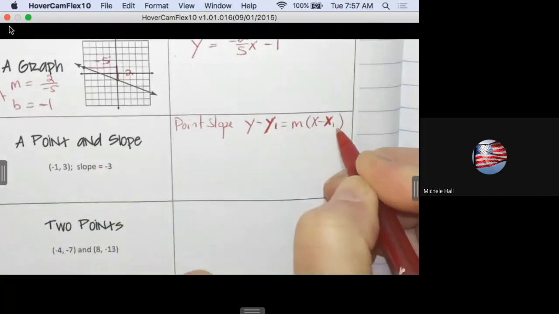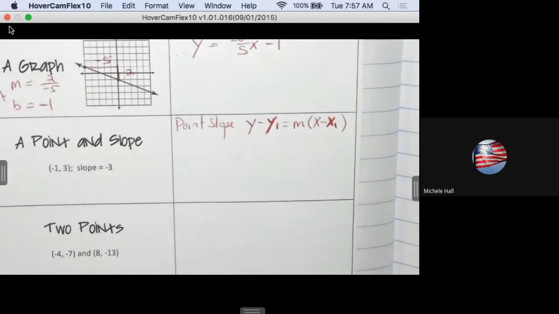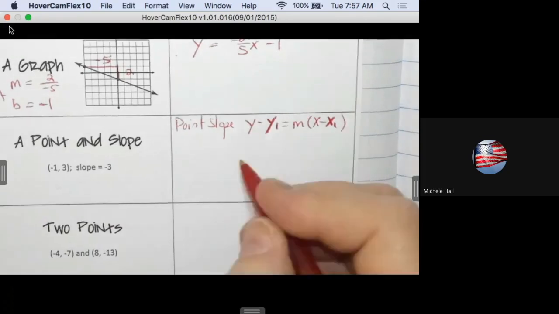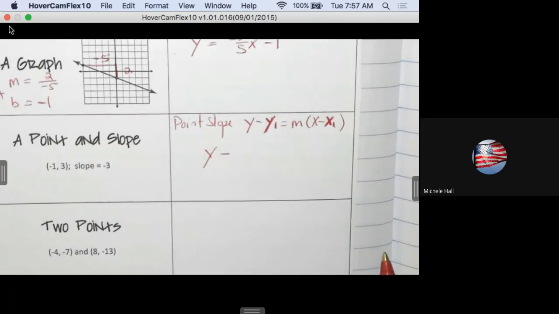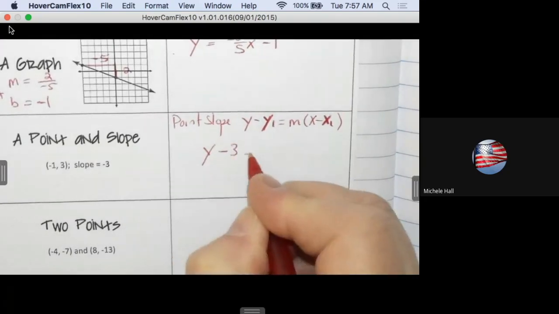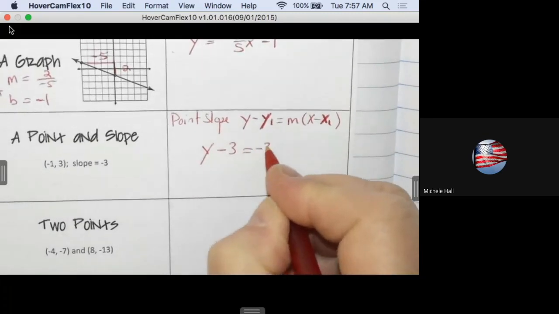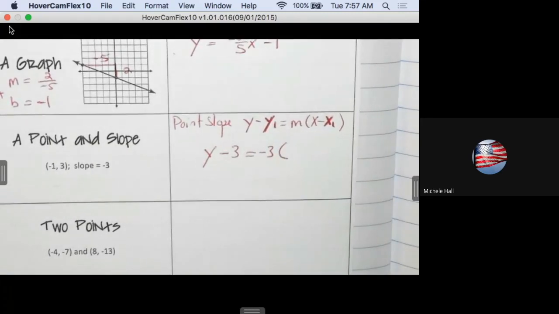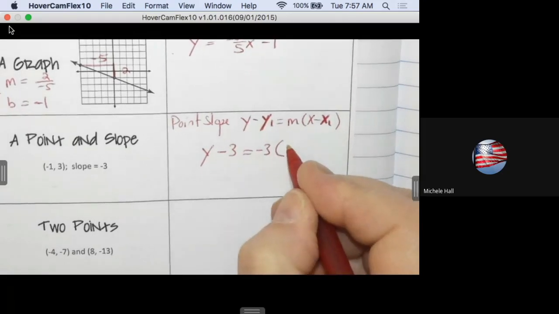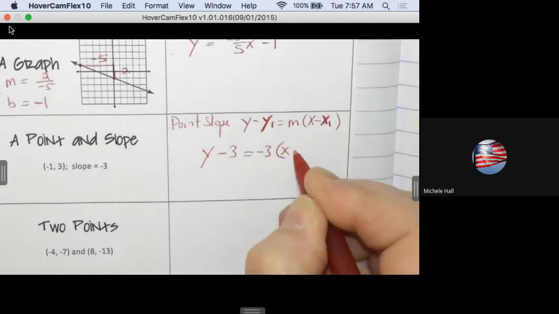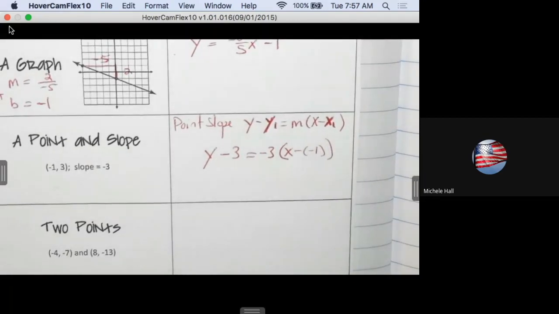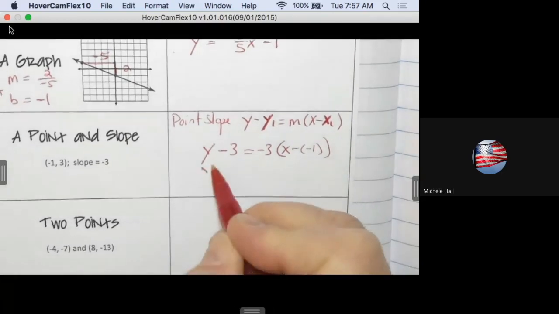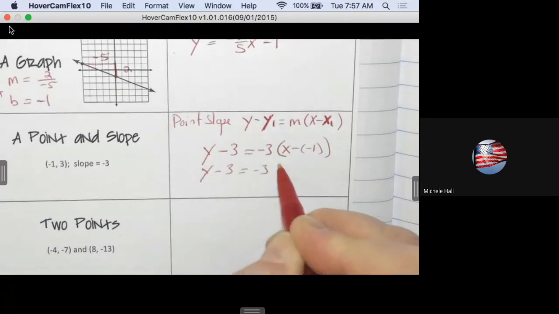Just like when you have slope formula, you have x1, y1, x2, y2. So you have y minus, what's y1? 3 equals my slope, which is -3, times, what's x1? -1. So x minus -1, those double negatives. Some of you have gone right to calling it x plus 1. That means that you've used it enough that when you see those double negatives, you're not having to rewrite it like this and then write it again without those double negatives.